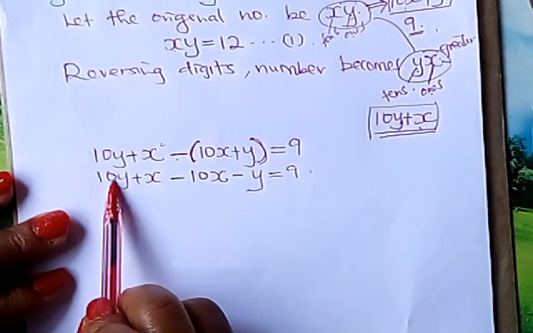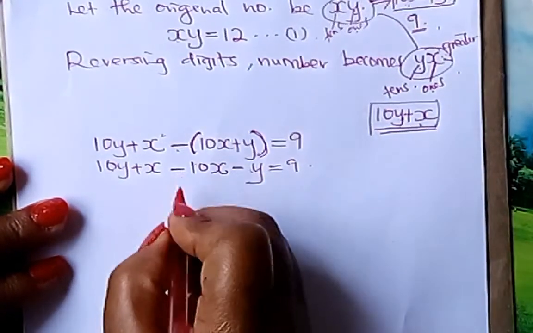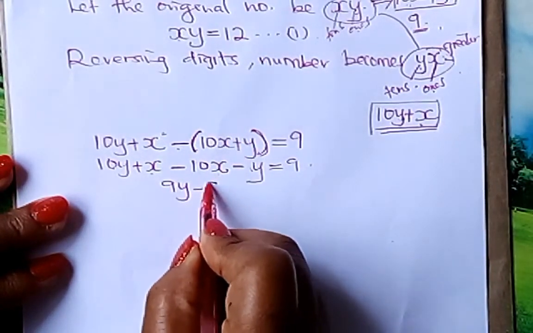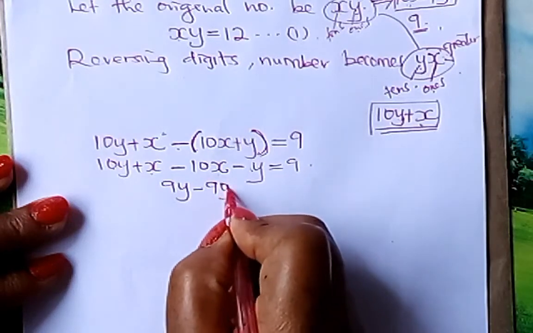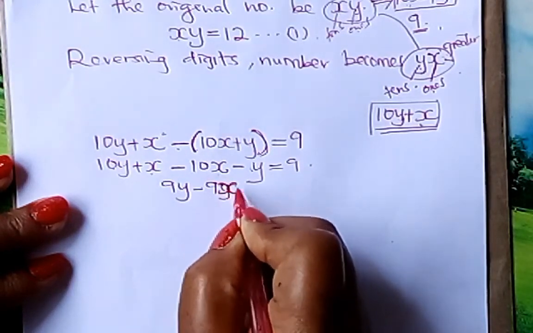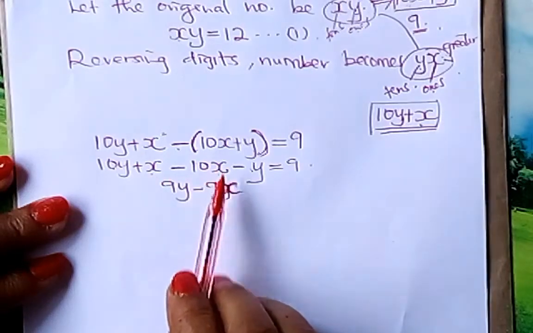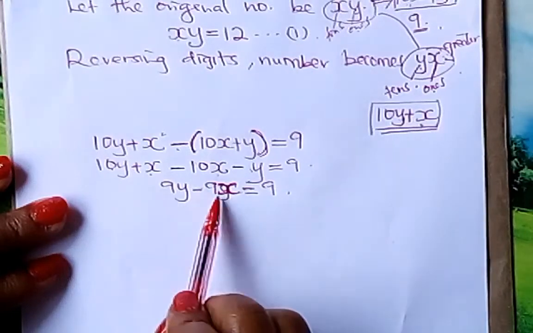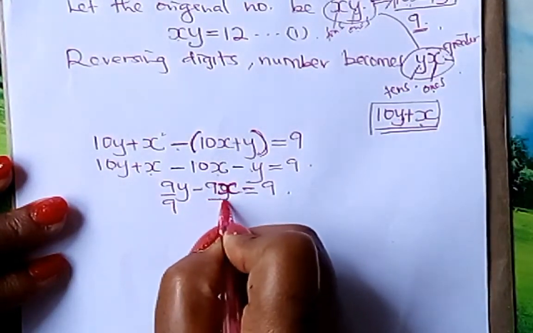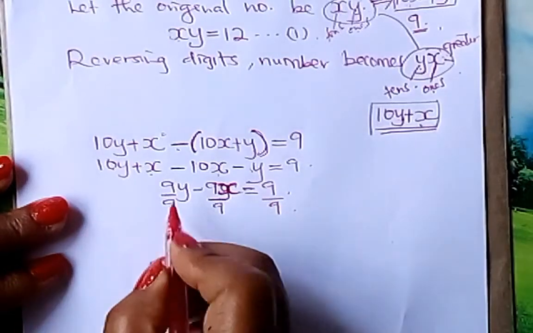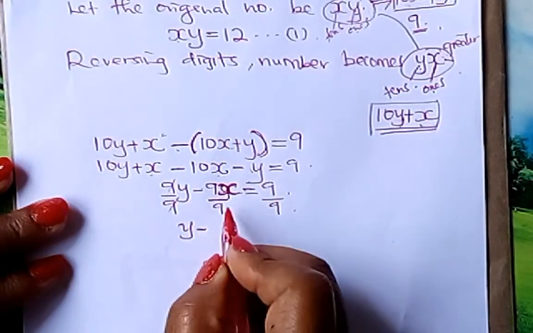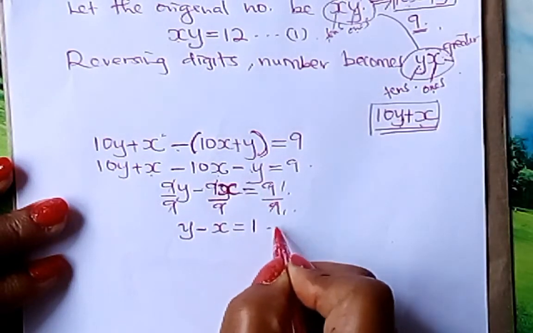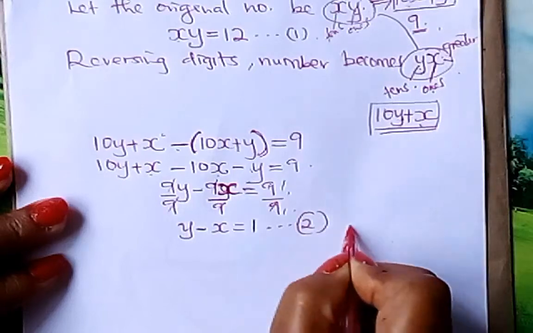Put the like terms together. 10y minus y gives you 9y. Sorry, this should be x. So x minus 10x gives you minus 9x, which gives you 9. We can simplify this equation by dividing by 9. So you'll be left with y minus x is equal to 1. Call this the second equation.